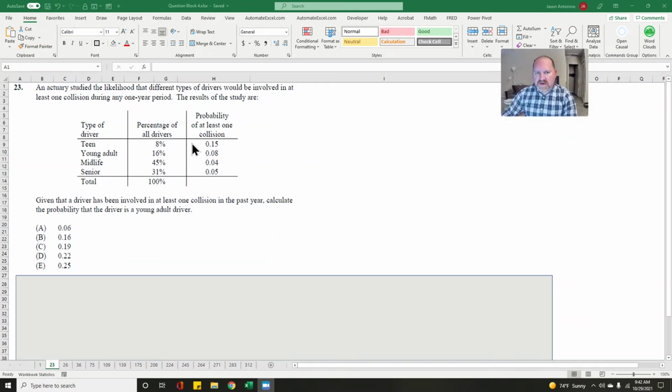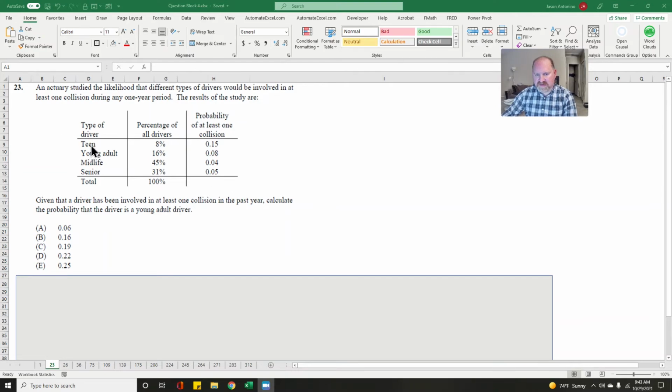In this video, we're going to work on an actuarial problem that I thought was pretty interesting. It works like this. An actuary studied the likelihood that different types of drivers would be involved in at least one collision during any 1 year period. This is a table with the results of the study.